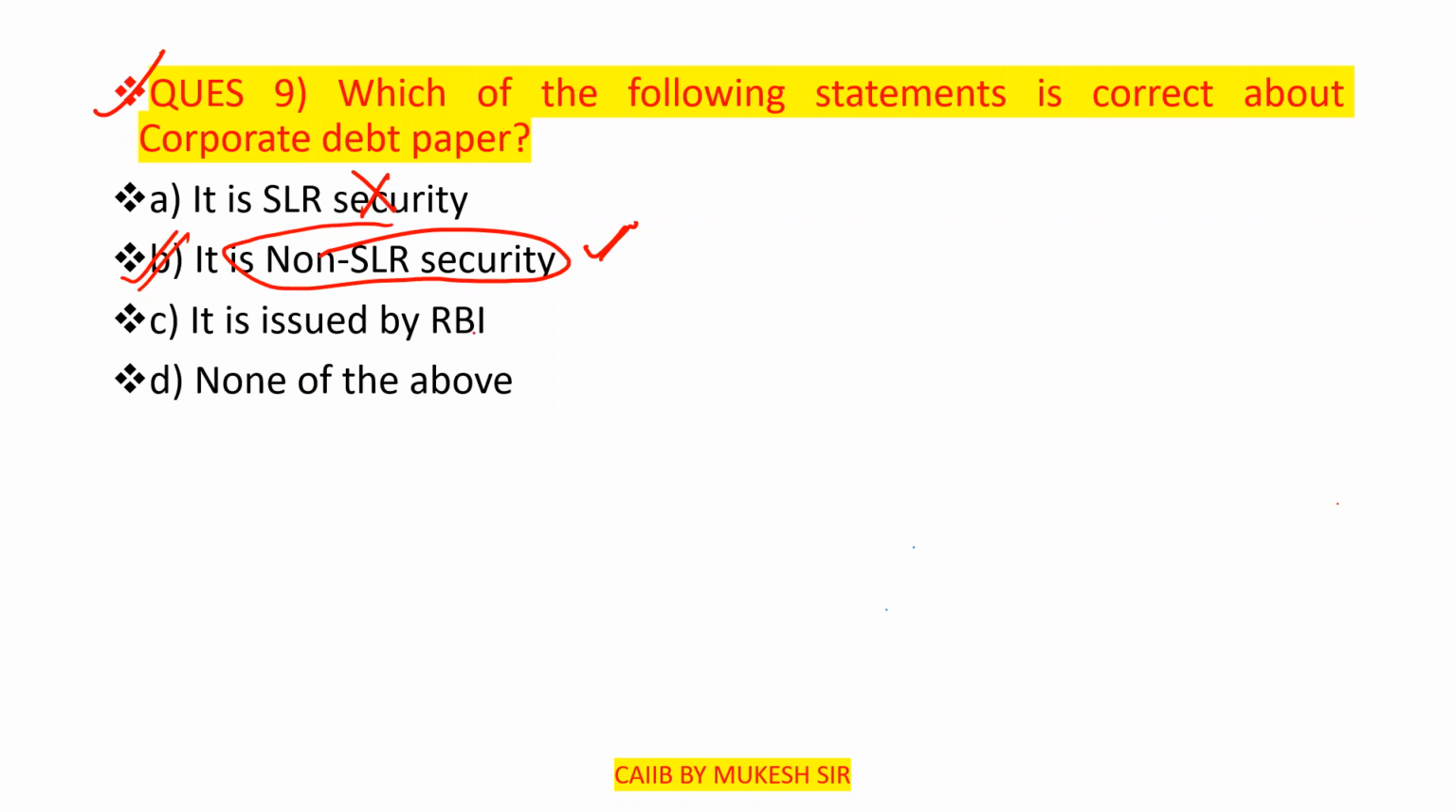Third one: it is issued by RBI. This one is also wrong. Who will issue the corporate debt paper? Please tell fast. It will be issued by the corporates or the financial institutions. So please remember all these things. Now move to the next question.